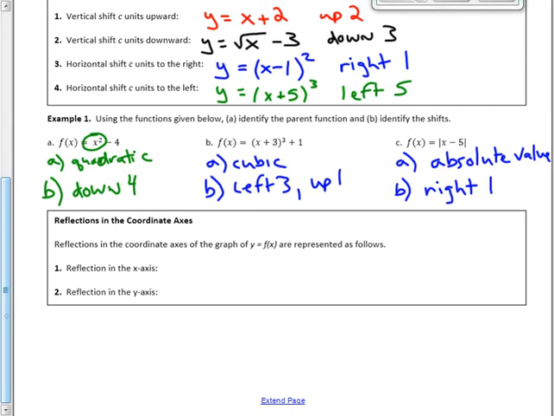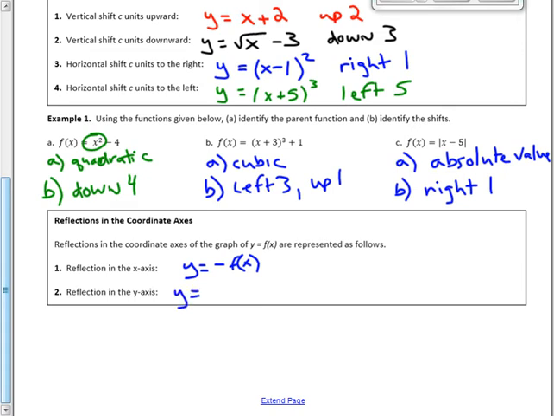Then the last transformation that we're going to look at, it's not the only one, but the last one we're going to look at is a reflection in the coordinate axes. So reflections in the coordinate axes of the graph of y equals f of x are represented as follows. A reflection in the x-axis means that I'm going to basically be flipping this graph upside down. And so I'm going to take whatever that parent function is, in this case it's f of x, and I'm going to flip it upside down, which means that I'm going to put a negative on the outside of it.